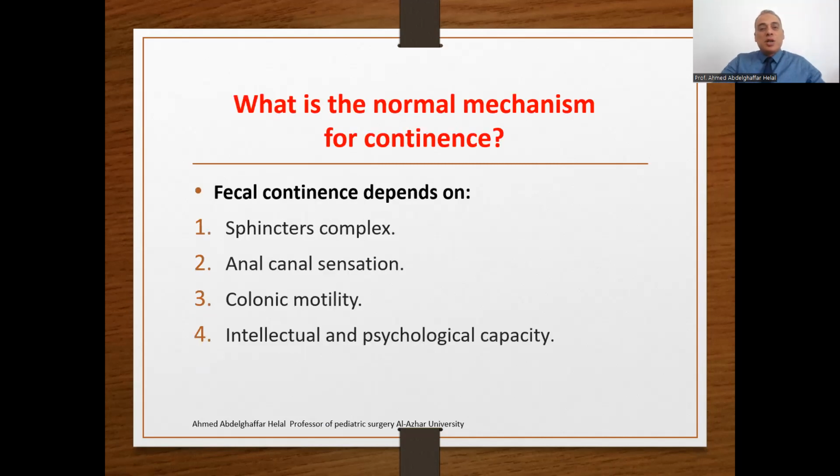At first, what is the normal mechanism responsible for continence? Fecal continence depends on 4 items. Number 1, intact sphincters. Number 2, intact anal canal sensations. Then colonic motility. And finally, the intellectual and psychological capacity of the child to integrate the above 3 items together.